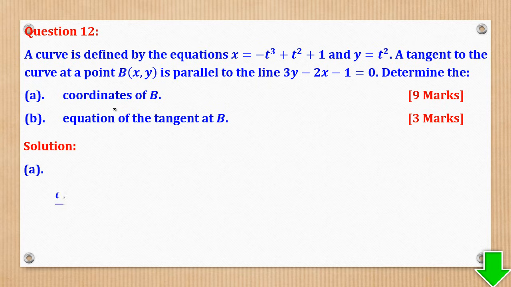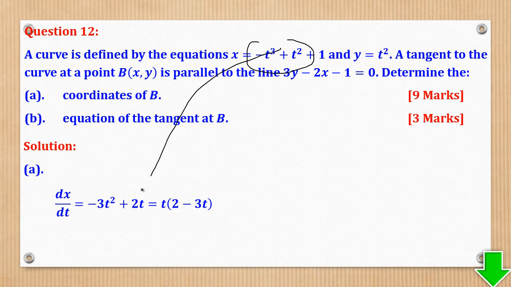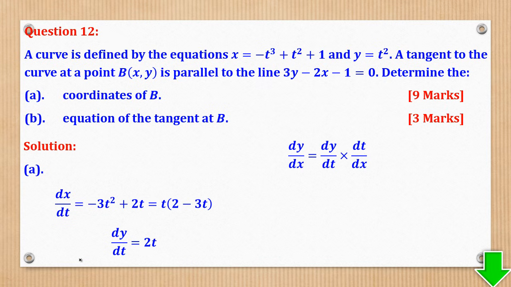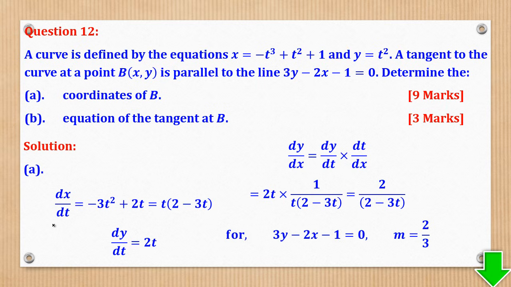Okay. So one, I'm going to first differentiate to get the gradient. So differentiate this, you come up with this. Then also differentiate this, you come up with this. So by chain rule, I'll be able to get dy dx, which is the gradient of the tangent. And it is this. So this is a gradient function, okay?